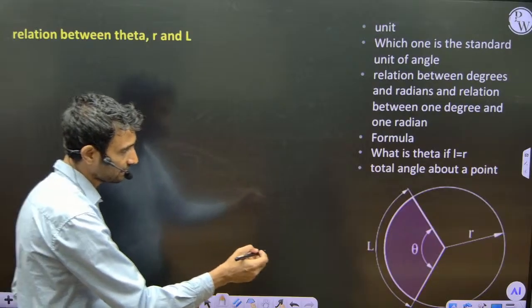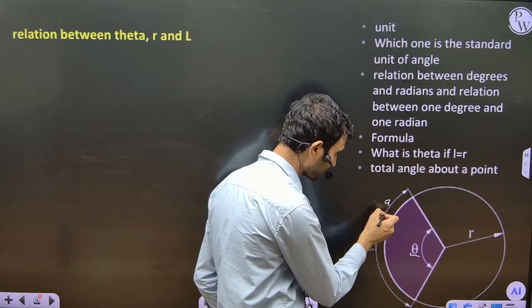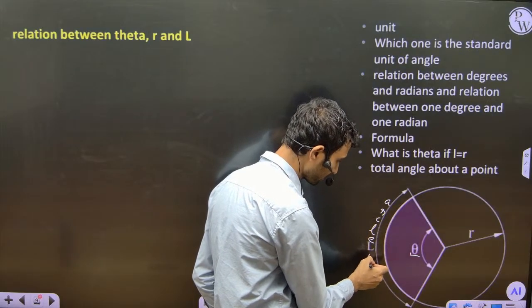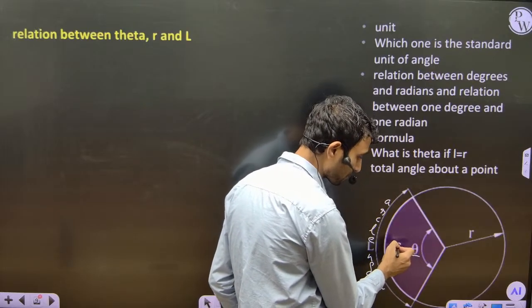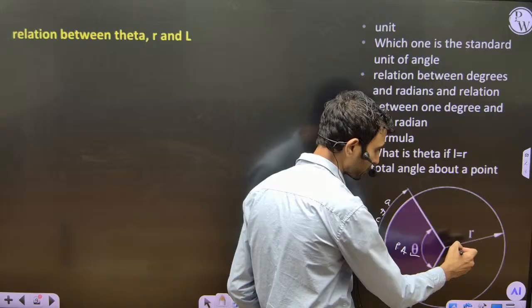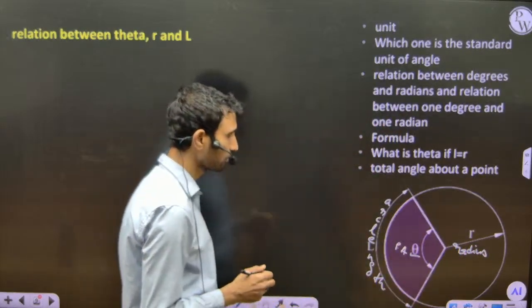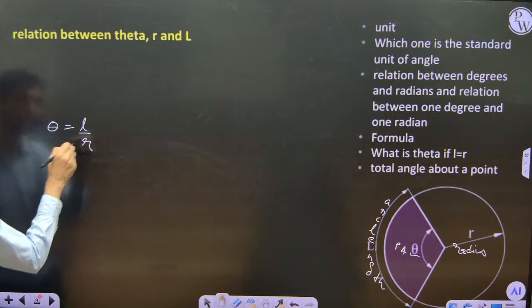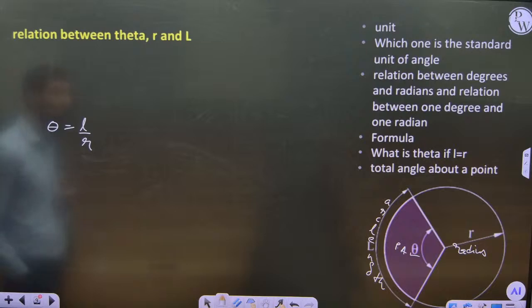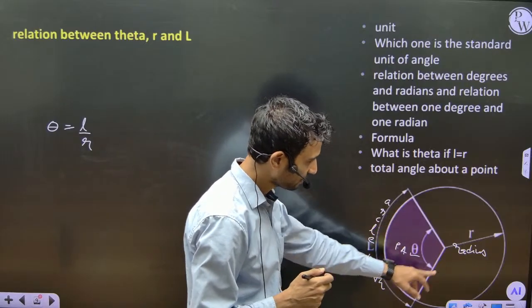So you can see here, this is your theta, right? And this is your arc length. That is your angle, or plane angle to be precise. This is your radius, right? And as I told you, the formula is theta is equal to L upon R. So that's the relation between the plane angle, the arc length and the radius.